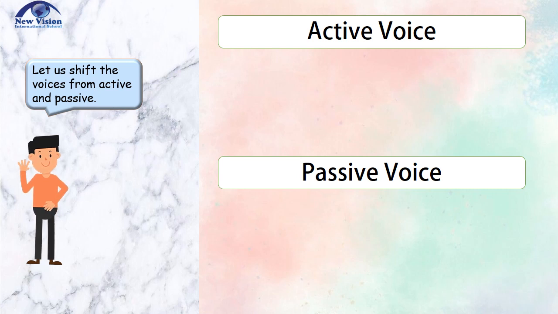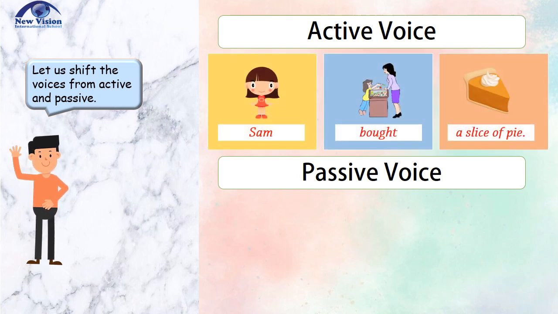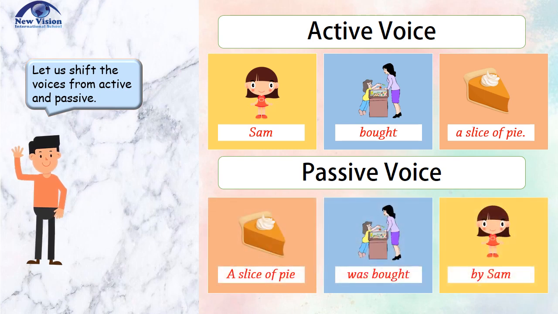Same rule applies when the active voice is in the past form. We just simply change the helping verb from is to was. Sam bought a slice of pie. A slice of pie was bought by Sam.